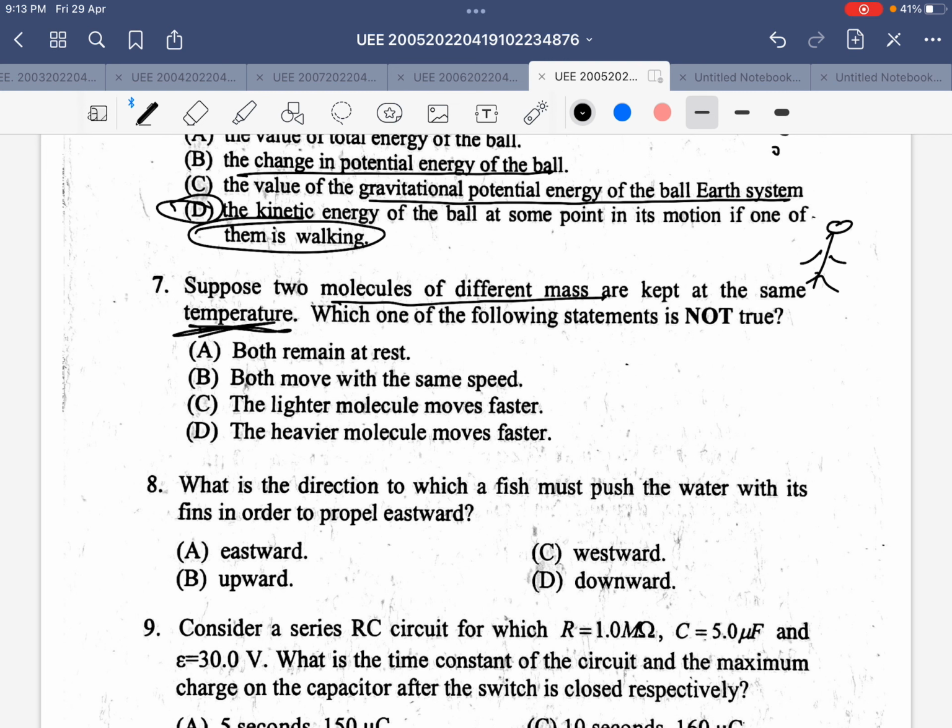A. Both remain at rest? No. If they are at the same temperature, they will move with a certain speed. B. Both move with the same speed. They have different mass.